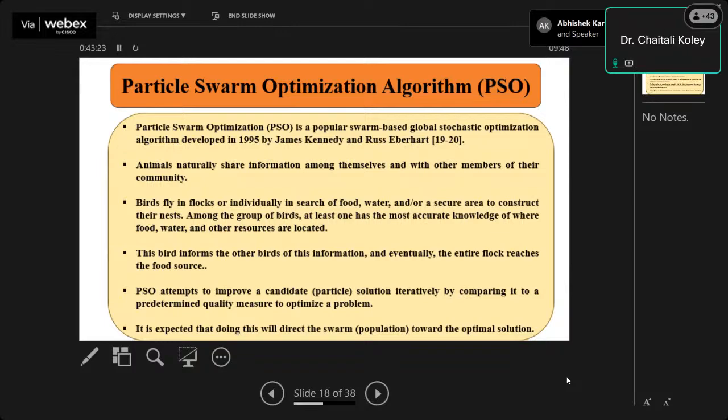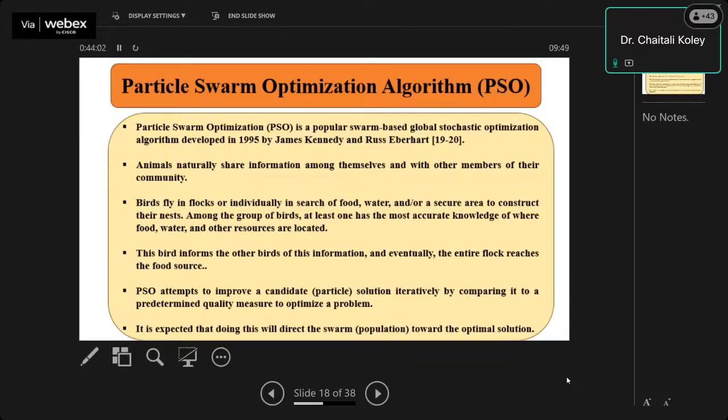Yeah, thank you. So this is an example, the particle swarm optimization algorithm. Particle swarm optimization is a popular swarm-based global stochastic optimization algorithm, which was developed by Kennedy and Eberhart in 1995. As we know, this is particle swarm optimization, or PSO.